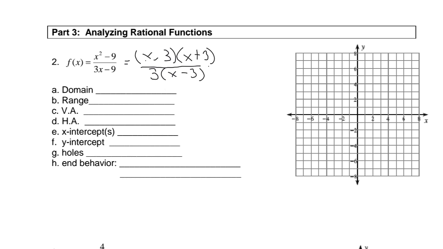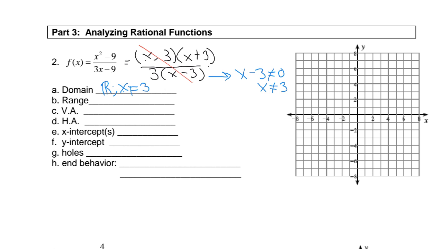You might notice now that we can cancel that x minus 3, but before I do that, I want to consider my domain. Domain always comes from the denominator, so we take x minus 3 and set it not equal to 0, which tells me that x does not equal 3. So our domain is always all real numbers and then what we're not equal to. So you can see right there that we have all real numbers, x does not equal 3.